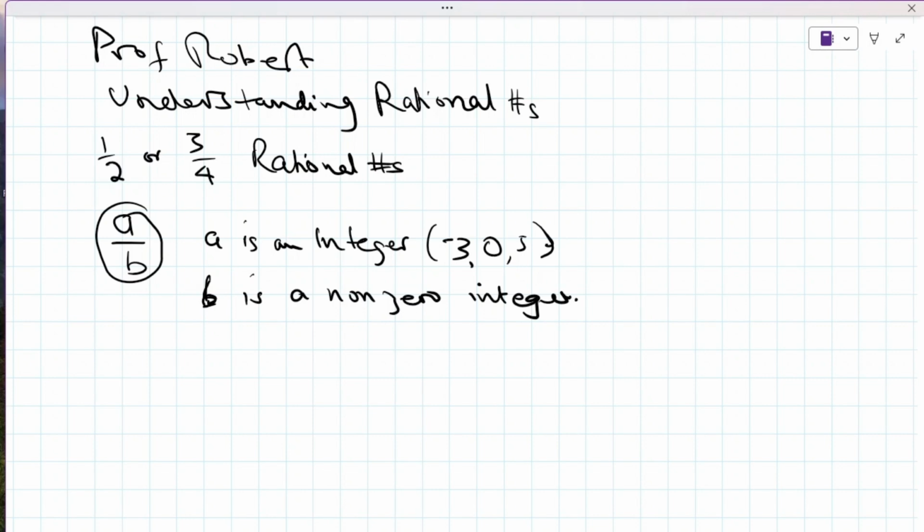And so all numbers, like say 3/4, are rational numbers. -1/3 is a rational number, and even 5 is a rational number because 5 is the same as 5 divided by 1. But as long as the denominator is not 0.